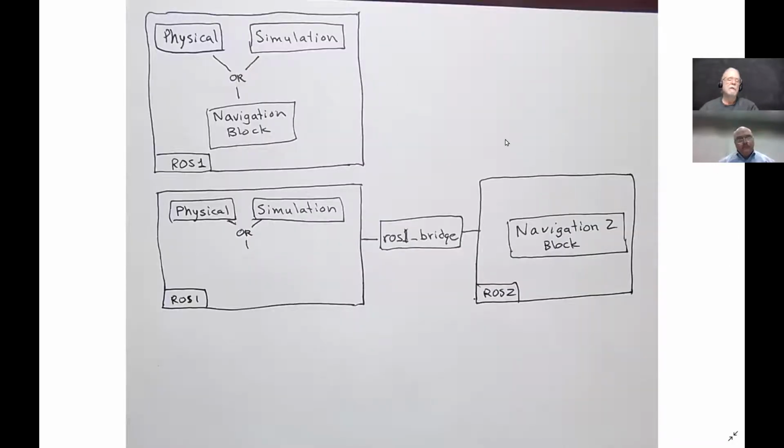So the reason I started this whole thing, I was trying to think, well, if I want to go to ROS 2, how am I going to make all this stuff work? And I did a bunch of digging. So basically in ROS 1, the stuff we just looked at, you either start up the physical objects, or you start up the simulation object. So right here, you start up one or the other, and here's your navigation block. And I can do all of this in ROS 1.